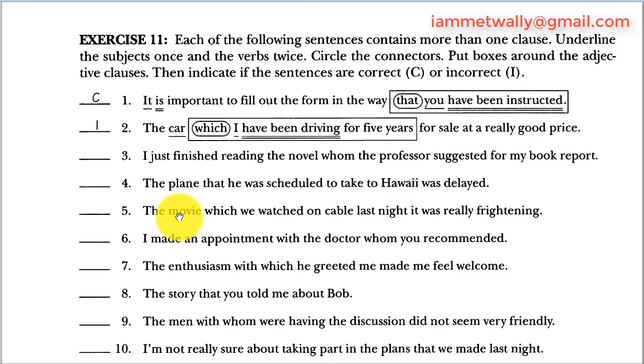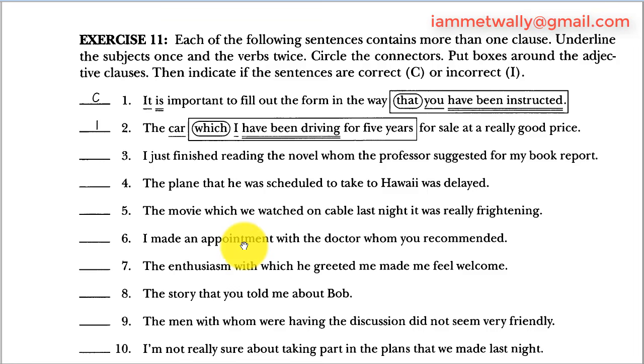5. The movie which we watched on cable last night, it was really frightening. The movie, this is the subject. It was, as you can see here, that's an extra subject. Why? Because was here is the verb of the word movie. So what does this word it do here? Which is a connector. We, subject, watched, this is the verb. Which we watched is the adjective clause that describes the word movie, but this sentence has an extra subject, so 5 is incorrect.